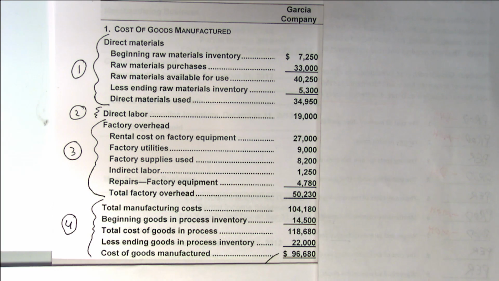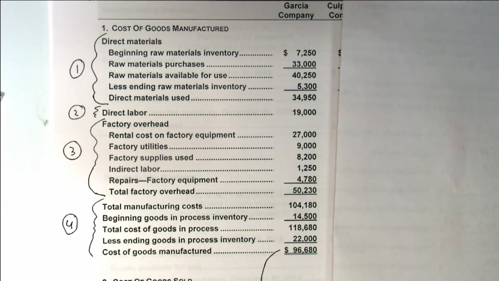What was the other thing it asked you to do? Cost of goods sold. Figure out cost of goods sold. So let's take a look at that real quick. You might have not done that.